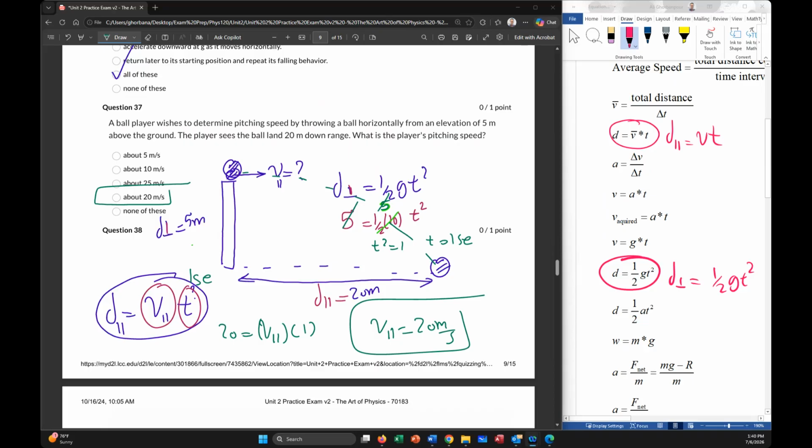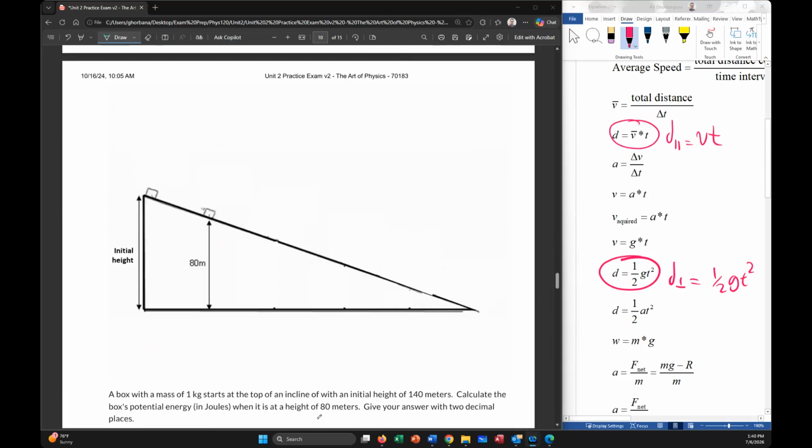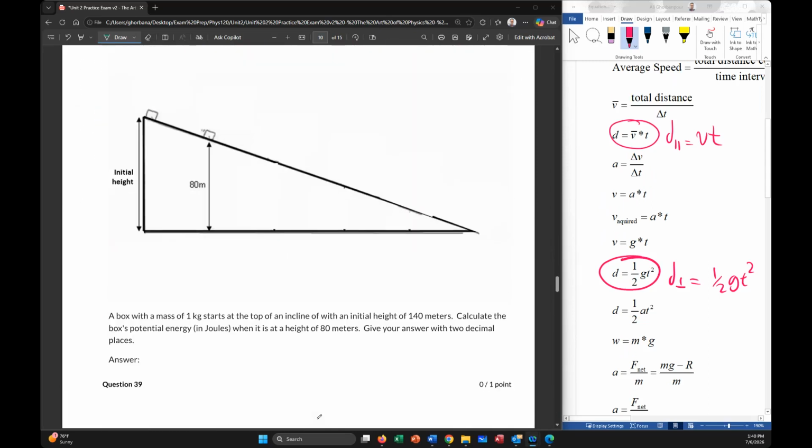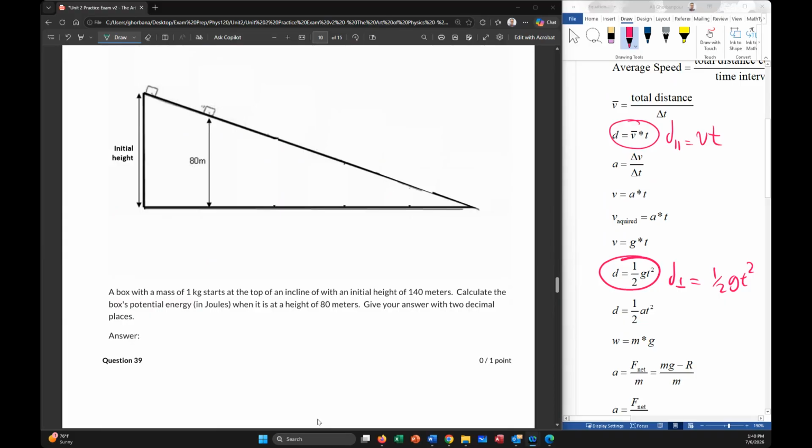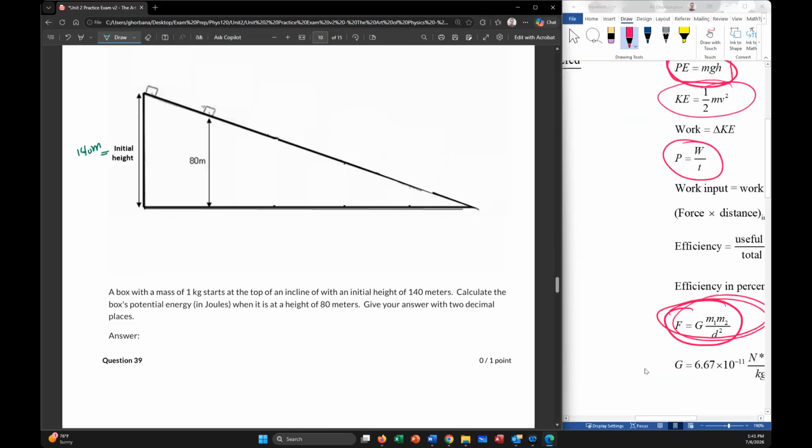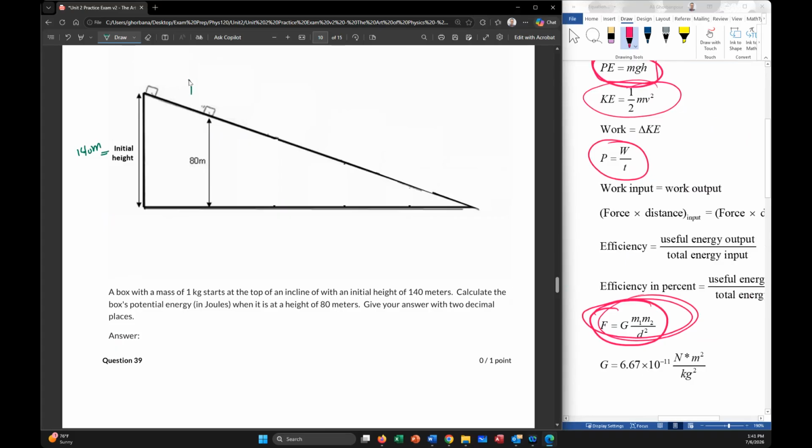So question number 38. Okay, a box with a mass of 1 kilogram starts at the top of the incline with an initial height of 140 meter. Calculate the box potential energy in Joule. What is the potential energy? Again, potential energy is mgh, yes? Potential energy is mgh.